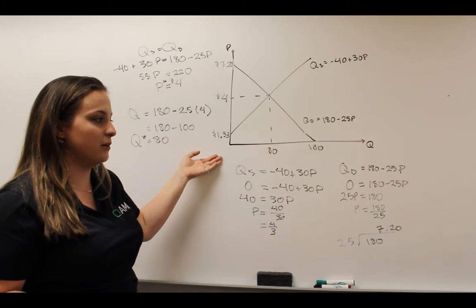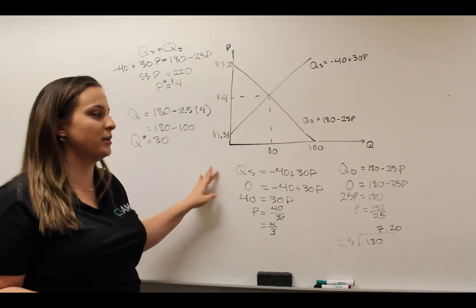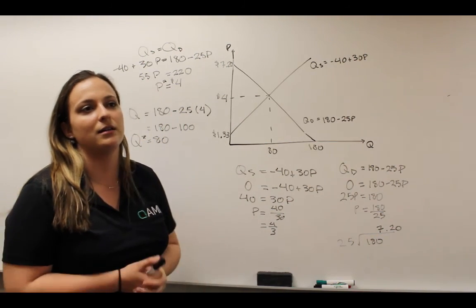So hopefully now you are comfortable finding the price equilibrium and the quantity equilibrium and the intercepts for the two quantity curves.